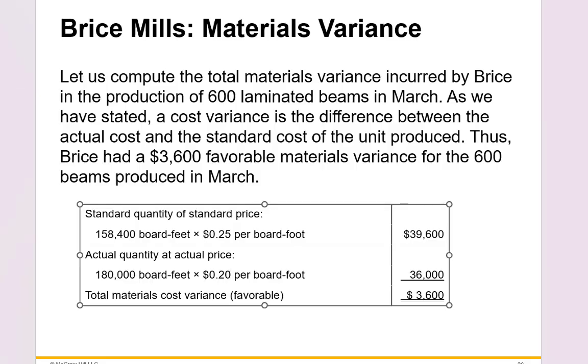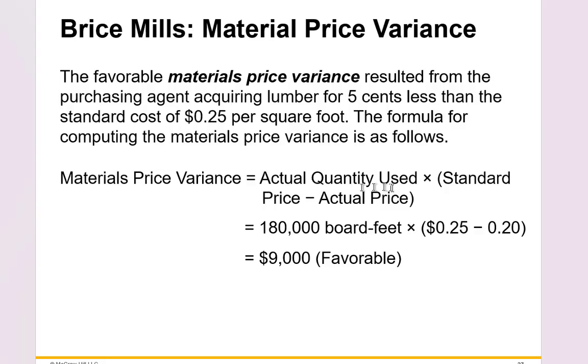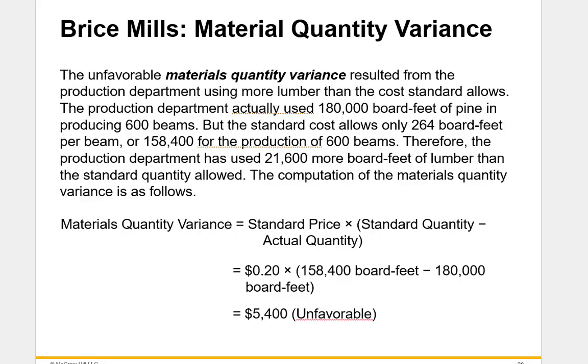Okay, first of all, let's compare. We spent 180,000 board feet, but instead of paying 25 cents, we spent 20 cents. So the materials price variance was 9,000 favorable. For the material quantity variance, we're interested in how much lumber we used and how much more or less it was than the standard. We used 180,000 board feet when we were expected to use 158,400 board feet. And so we're going to evaluate that and find that variance to be 5,400 unfavorable.